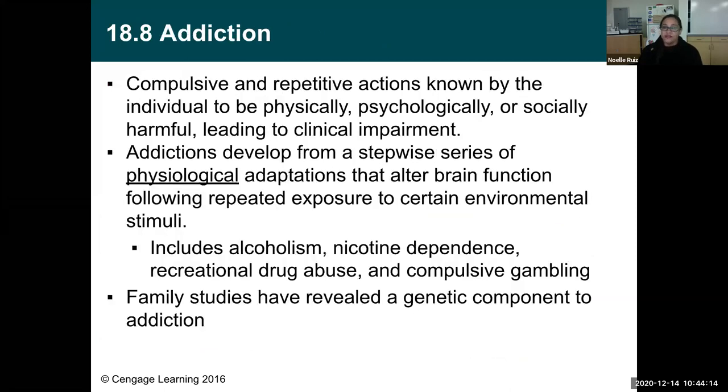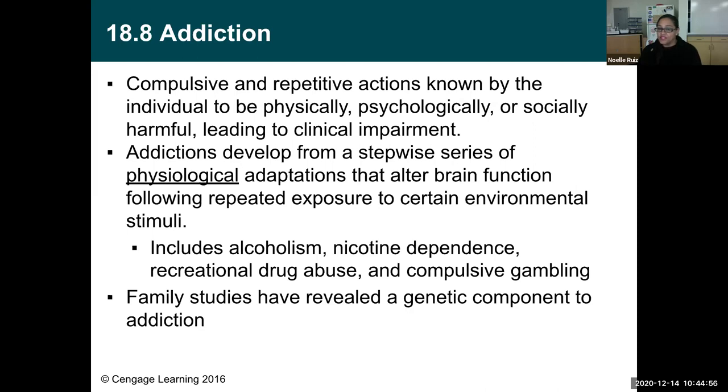Addiction is known as compulsive and repetitive actions known by the individual to be physically, psychologically, or socially harmful, leading to clinical impairment. Addictions develop from a stepwise series of physiological adaptations that alter brain function following repeated exposure to certain environmental stimuli. The stimuli could be a lot of things. Could be alcohol, could be nicotine, could be drugs, and it could be gambling. Compulsive gambling is an addiction. It changes the physiology of a person's brain.